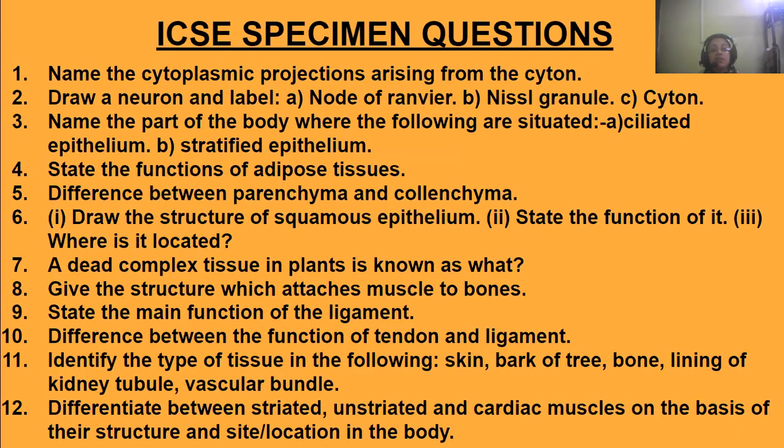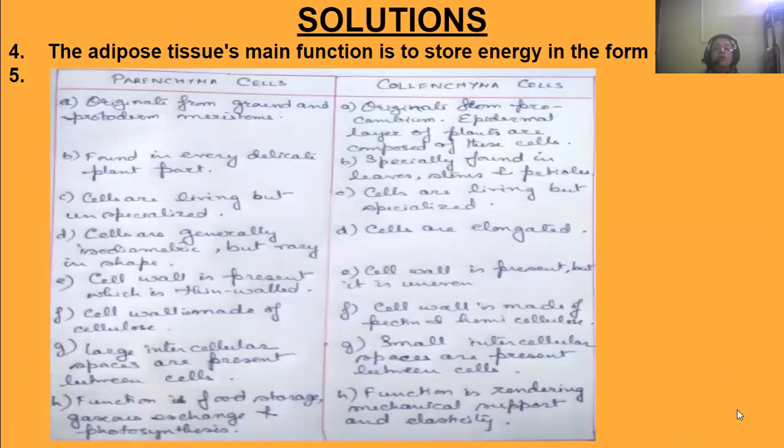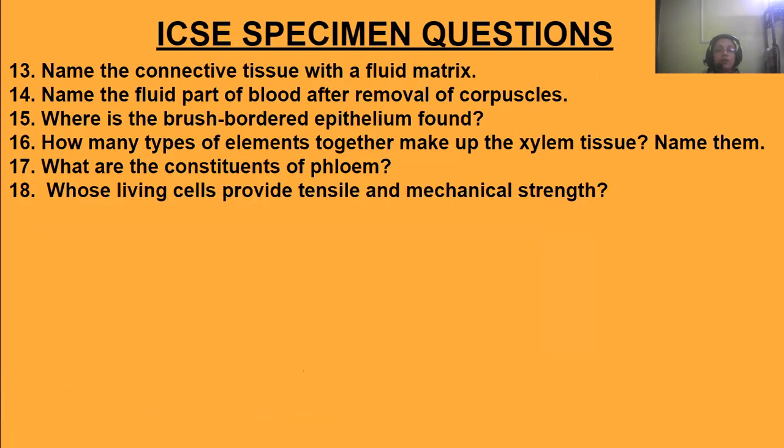Next is, state the function of the adipose tissue. The main function of the adipose tissue is to store energy in the form of fat. When we don't have food, that energy is given to the cells so that the cells of the body can work. So they store energy in the form of fat.